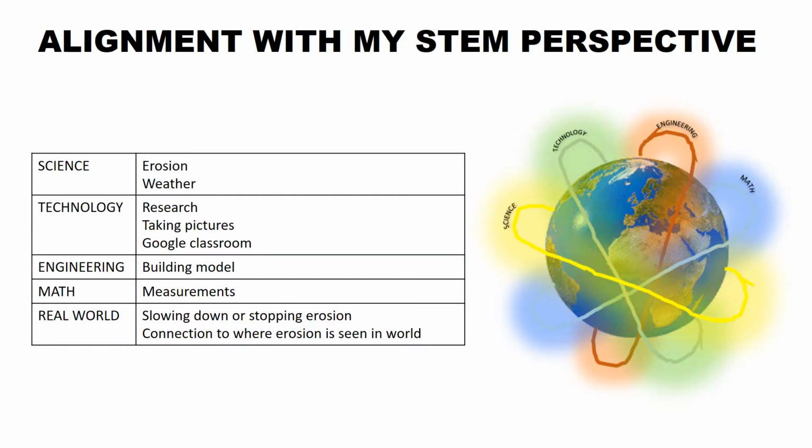And this activity aligns very well with my STEM perspective. In regards to science, we're talking about erosion, and with the speed that the water is being released, we can apply that to weather. With technology, students have the opportunity to research ways to slow down or stop soil erosion. They are required to take before and after pictures and then post them onto Google Classroom along with their explanation and reasoning. As far as engineering goes, they're building a model. With math, they're taking measurements, and real-world connection, definitely. We're talking and modeling about slowing down or stopping erosion and connecting to where erosion is seen in the world.